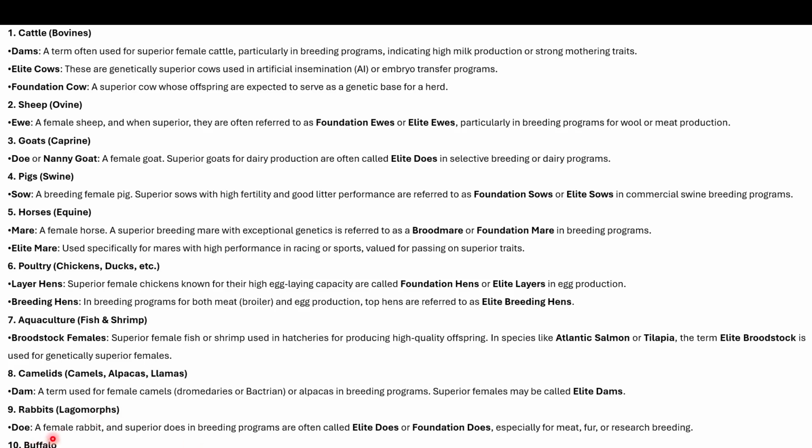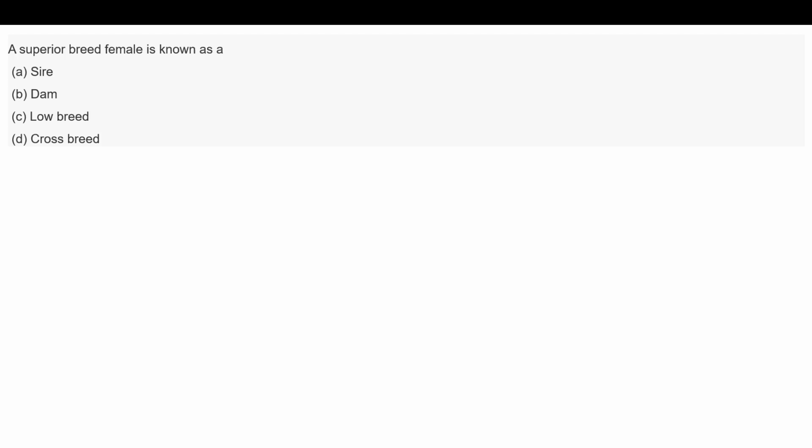And then in case of buffalo, you have dairy buffalo, which are superior female buffaloes, particularly with high milk yielding capacity, like the Murrah breed, often called the elite buffalo cows in dairy improvement programs. So, a superior breed of female is known as option B, dam. Okay.